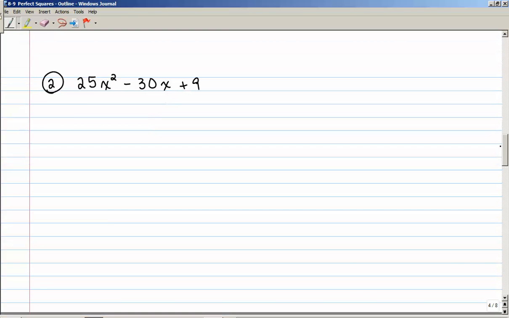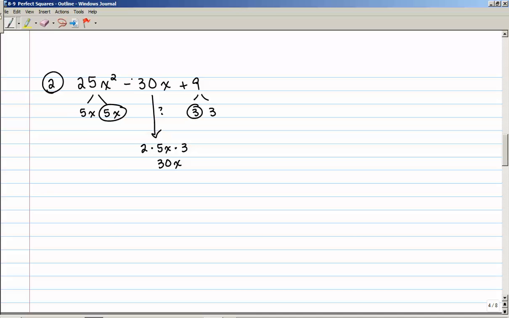Let's take a look at another example here. 25x squared minus 30x plus 9. So let's first find out, is it a perfect square trinomial? 25x squared can be factored into 5x times 5x. 9 can be factored into 3 times 3. Now my big question, is the term in the middle 2 times a times b? Is it 2 times one of these times one of these? So 2 times 5 times 3 is 30. It is indeed. It is 30x.